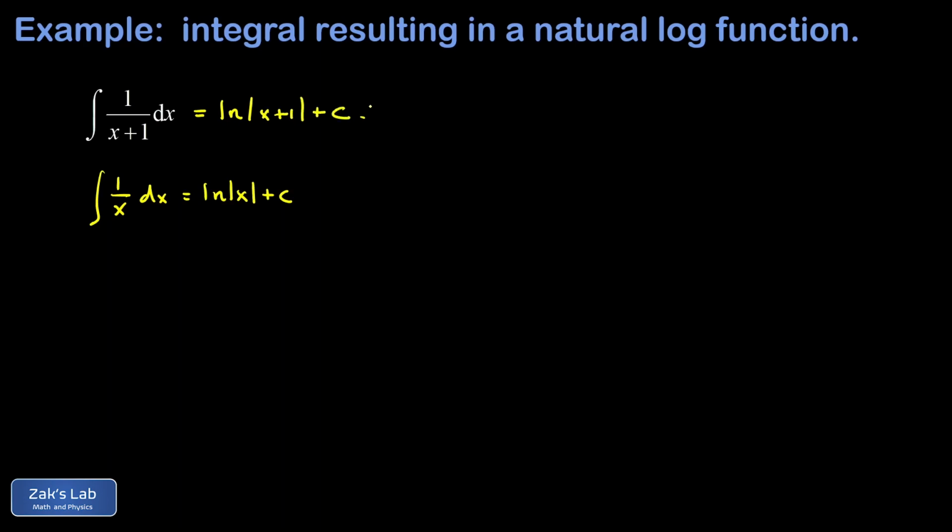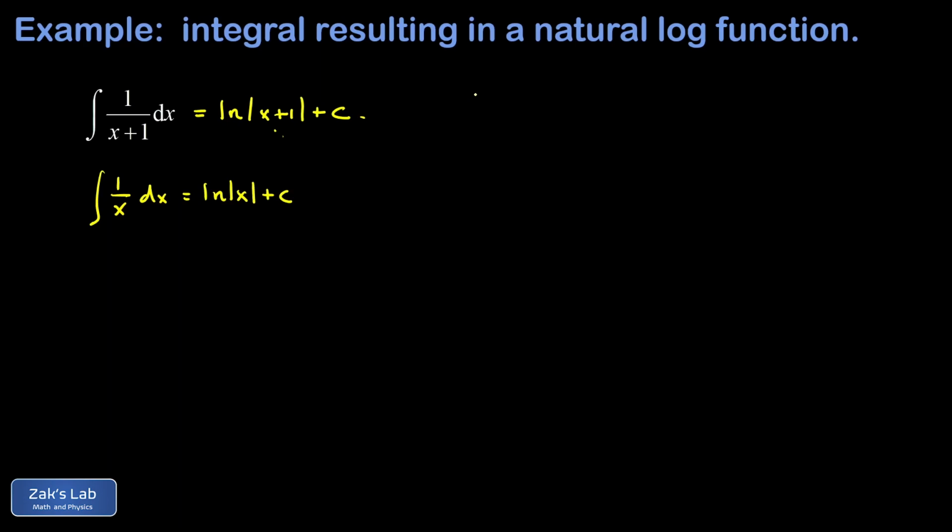And the reason this works is that the derivative of x plus 1, that's the interior function of this natural log absolute value x plus 1, the derivative of that is just 1. So when I apply the chain rule to this, it doesn't produce any extra factors, and I just use the exact same formula. Just to maybe strengthen your intuition for how this natural log formula works, if we differentiate our answer, we should get back what we started with in the integrand.